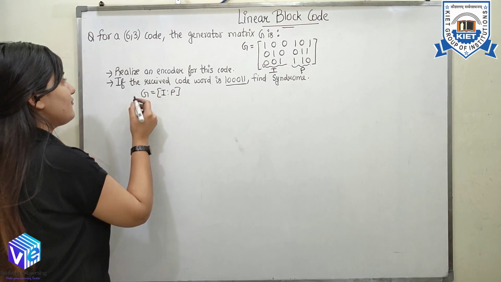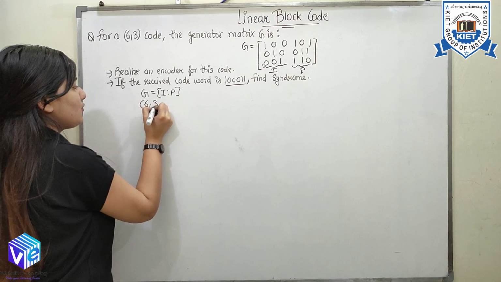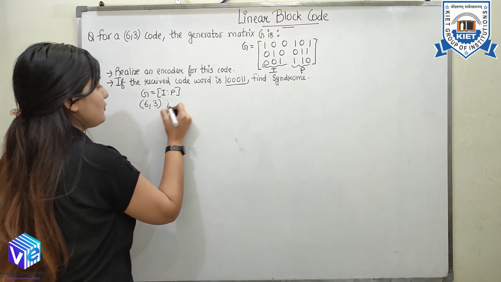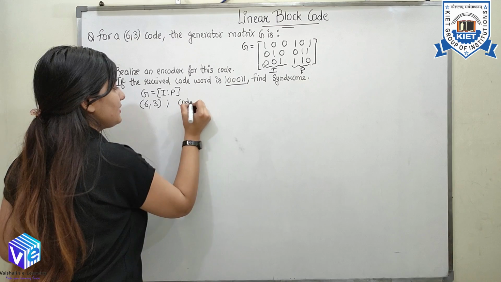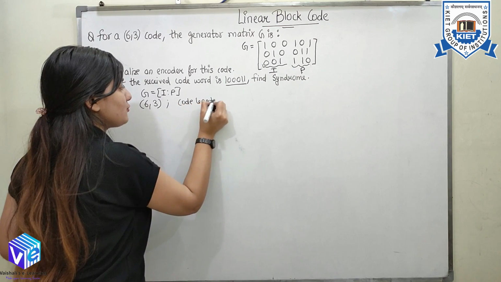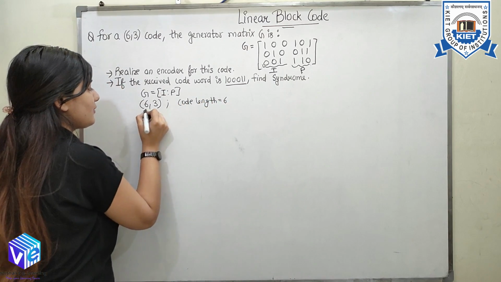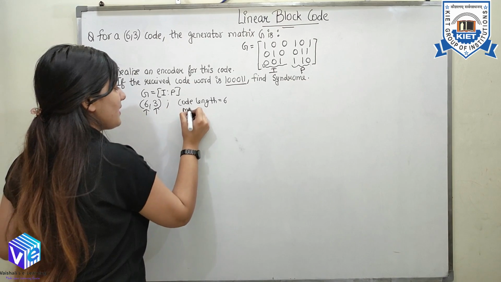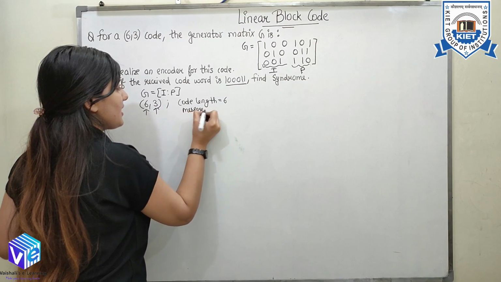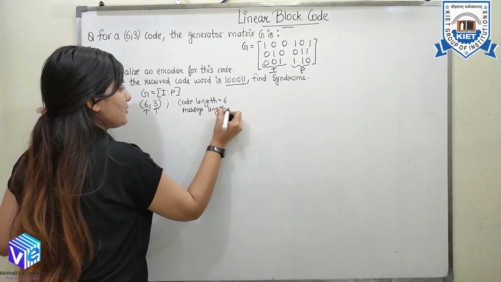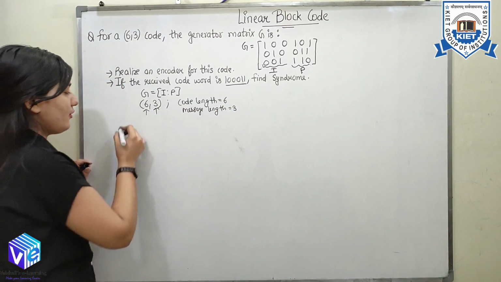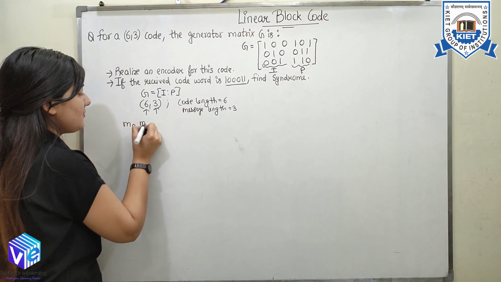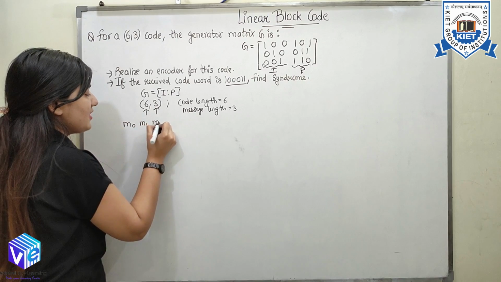Now the second information which is given is that the code is of (6,3) length, which implies the code length is equal to 6. This represents my code length and this represents my message length, so the message length is equal to 3. So I have 3 message bits, M0, M1 and M2.